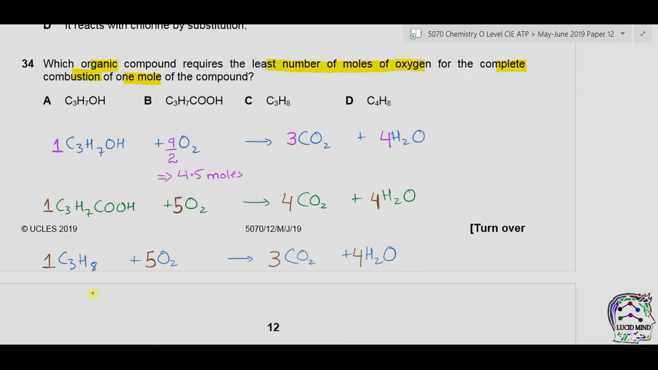Now the last one, which is D, we have C4H8. It can combust to form CO2 and H2O. As we have 4 carbon atoms on the reactant side, we can write 4 with CO2. Similarly, we have 8 hydrogen atoms, so we can write 4 with H2O. Now 8 plus 4, 12 oxygen atoms are present on the product side, so we can write 6 with O2 to make it 12. So for 1 mole of C4H8, we would need 6 moles of oxygen. Now the least number of oxygen is needed by the first one, so therefore the answer is A.